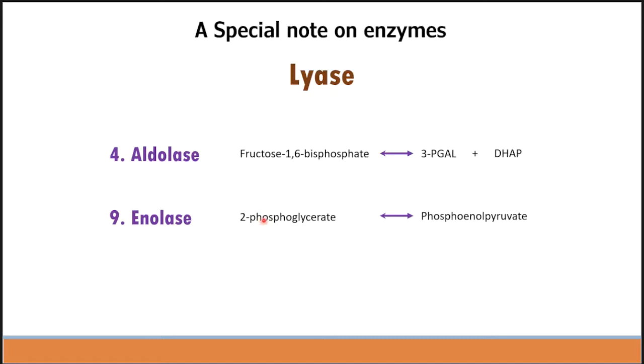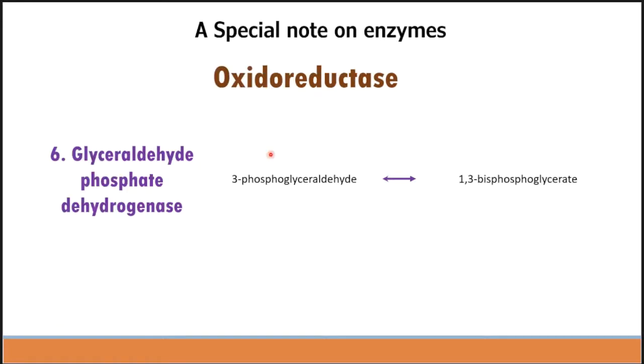The 3rd class of enzymes involved in the glycolysis are lyases. There are 2 enzymes, aldolase and enolase. These enzymes are involved in catalyzing the breaking of various chemical bonds by mechanisms other than hydrolysis and oxidation. So they come under lyases.